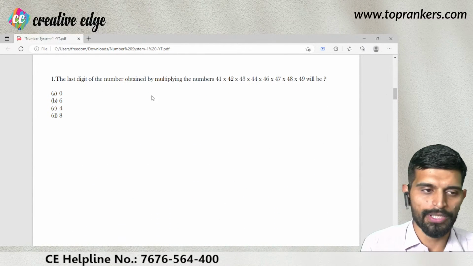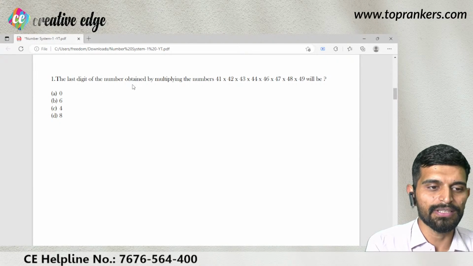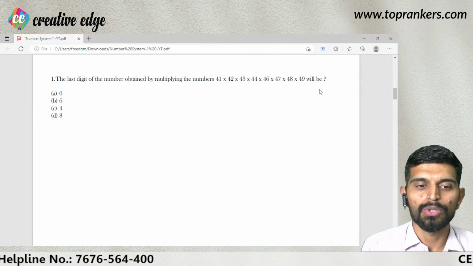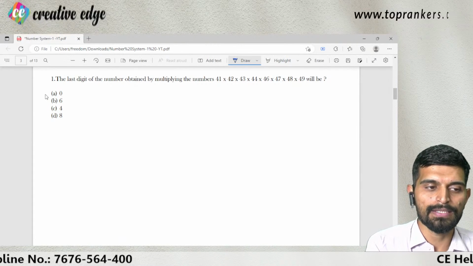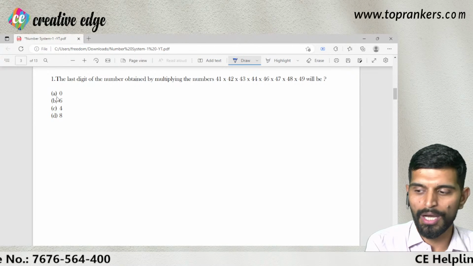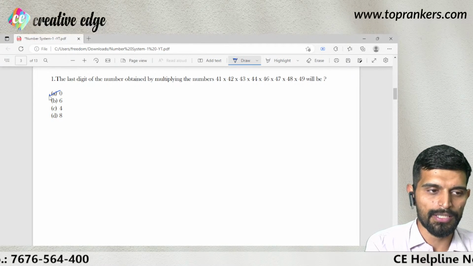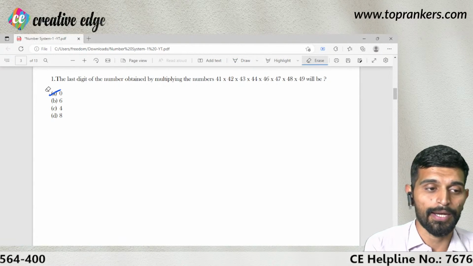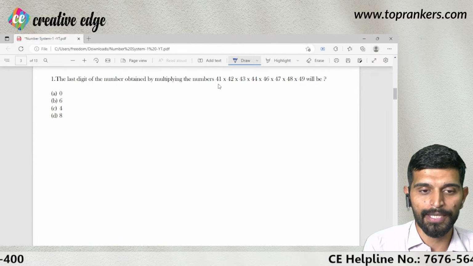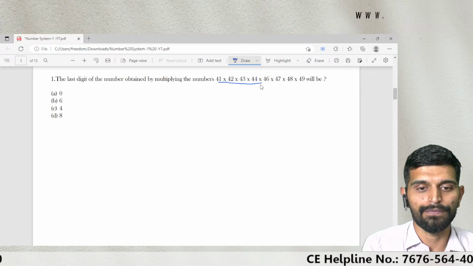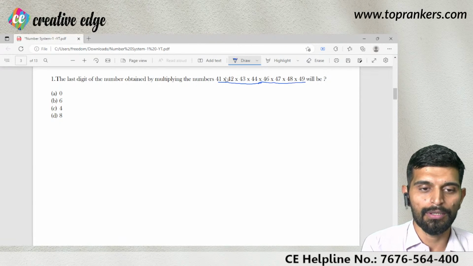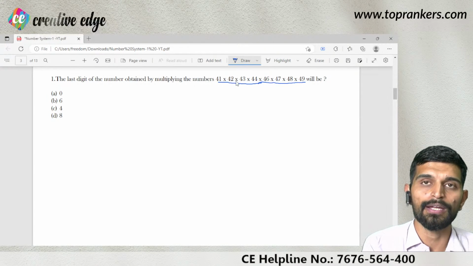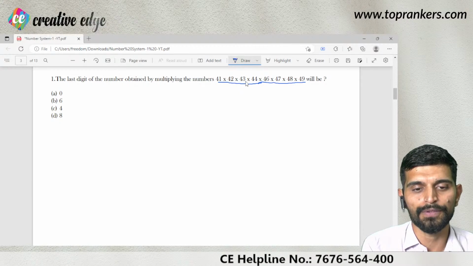So the very first question on our screen says, the last digit of a number obtained by multiplying the given numbers will be. Here the quick reaction from students is generally option A. But this is not correct. Why? Because here you don't have a 5. Though the numbers are there, you are missing 5. And a 5 multiplied with an even number gives a unit digit of 0.